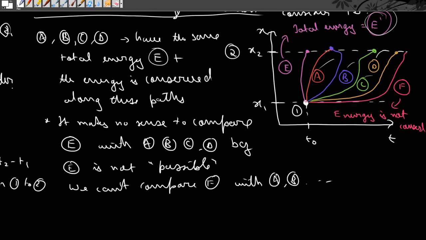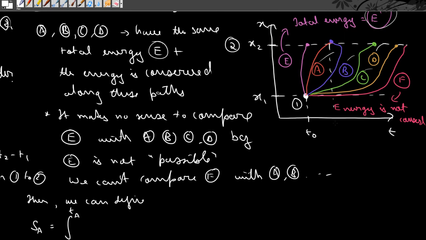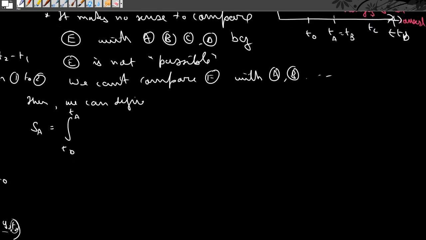So corresponding to each of these paths, we can define the action SA as the integral from T0 to TA, where TA is this particular endpoint. We don't know what this value is, remember. TB is this one, TC is this one, and over here is TD. Remember, we don't know what TA is, so let us just name it TA.